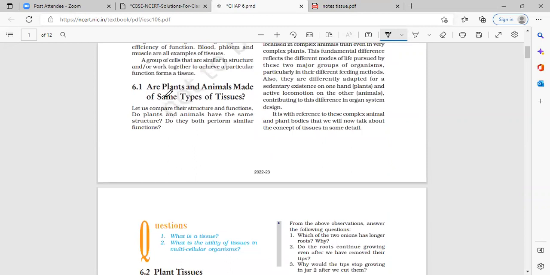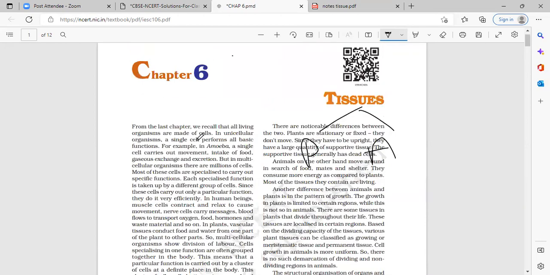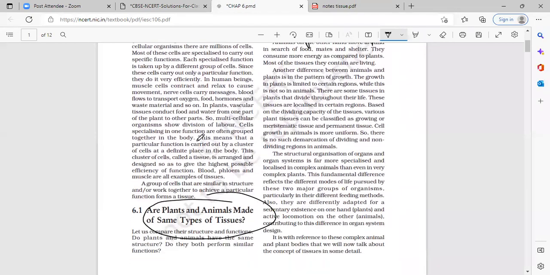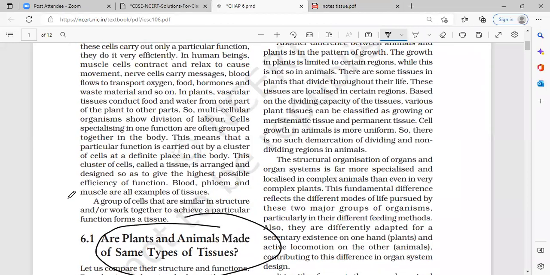Are plant and animal tissues made up of the same type of tissue? So the first question is, ma'am, plant tissue and animal tissue, do they have the same thing? Okay, so the very first thing is that we'll start with that, ma'am. Let's see what this tissue is and everything. Okay, clear? So first of all, you will write tissue. Okay, so tissue, you will write a group of cells that are similar in structure or work together to achieve a particular function forms a tissue. Okay, so you will write the definition of tissue. Clear?